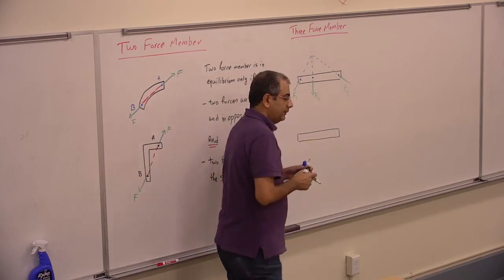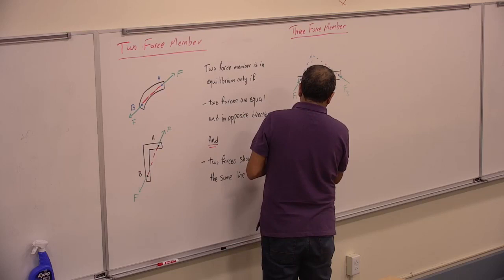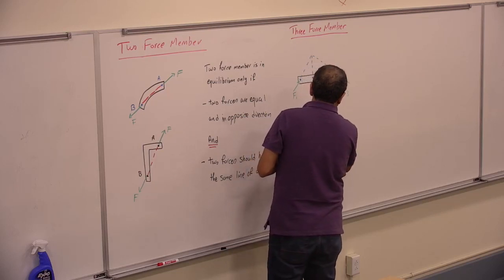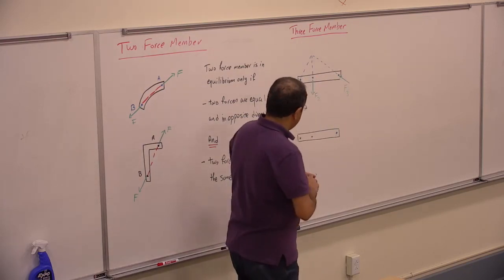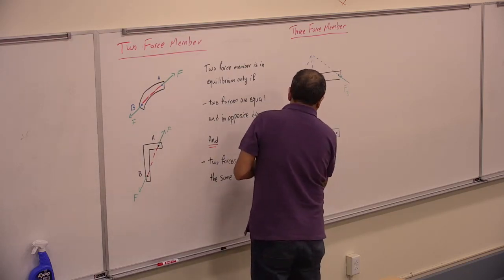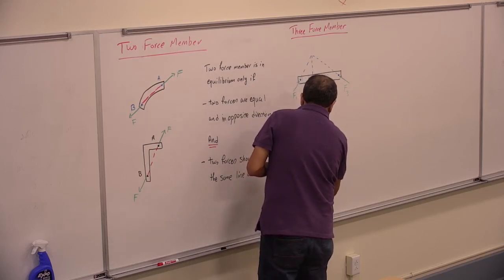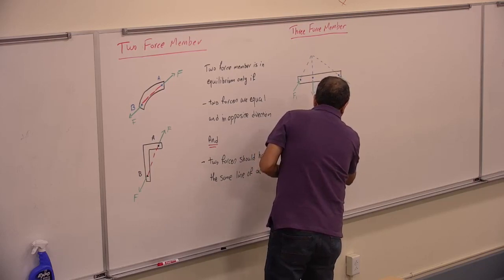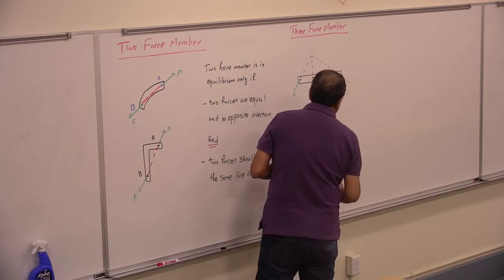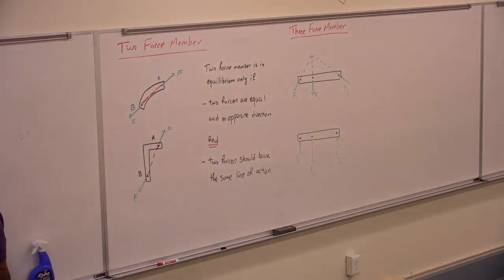That's one way. The second way that they might be in equilibrium is that they're all going to be parallel. That's what I have, F1, F2, F3. They cannot be in equilibrium in any other condition. It is either this one or that.